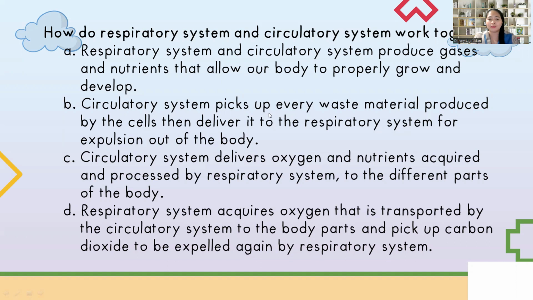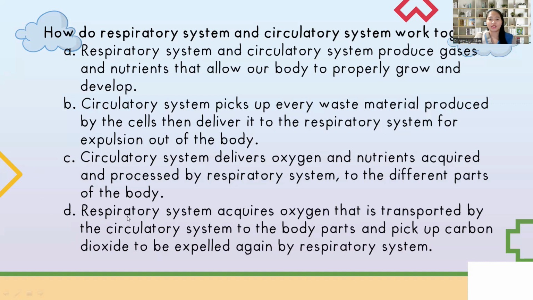B, circulatory system picks up every waste material produced by the cells and deliver it to the respiratory system for expulsion out of the body. So this is somehow correct. Okay, so let's have B on the side first. Letter C, circulatory system delivers oxygen and nutrients acquired and processed by the respiratory system to the different parts of the body. So C is also somehow correct but not entirely complete, just like letter B.